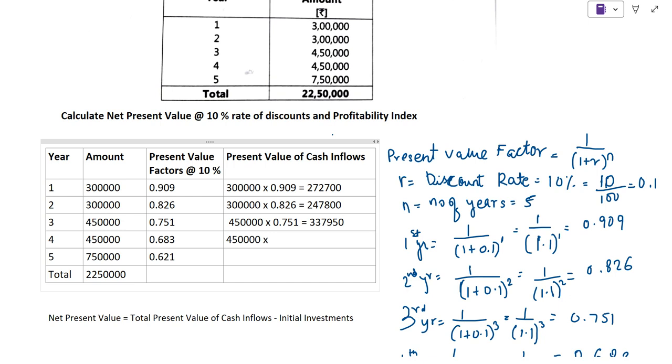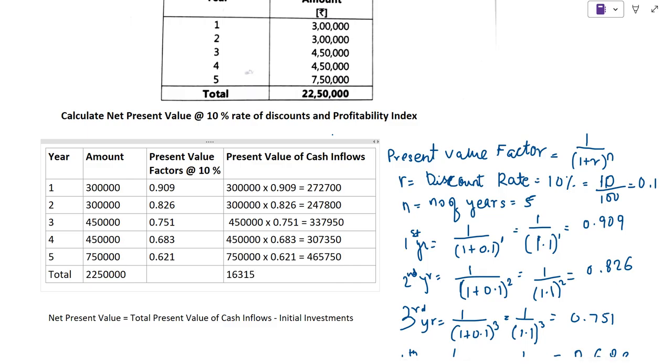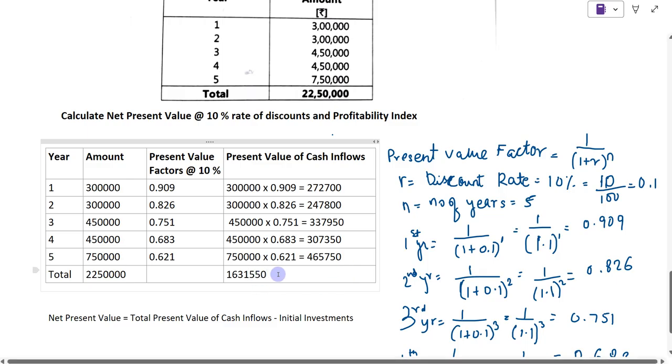For the fourth year, 4,50,000 into 0.683 is equal to 3,07,350. Then for the fifth year, 7,50,000 into 0.621, we get 4,65,700. Now add all these values. Total we get 16,31,550.